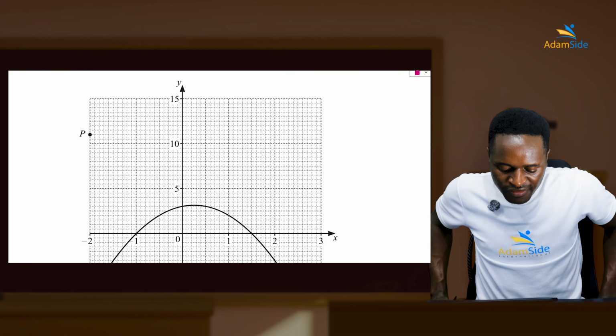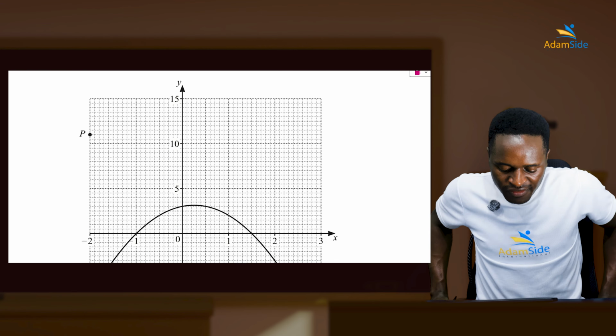Question 11. The diagram shows the graph of y is equal to f of x and the point P (negative 2, 11). So we have this point, and this is a parabola. They say the tangent from P touches the graph of y equals f of x at the point (a, b). The values of a and b are integers. By drawing this tangent, find the value of a and the value of b.